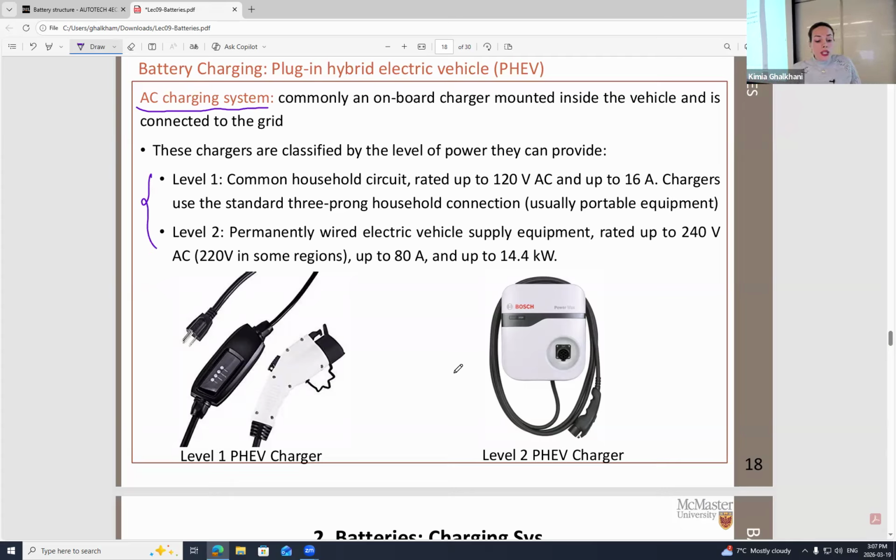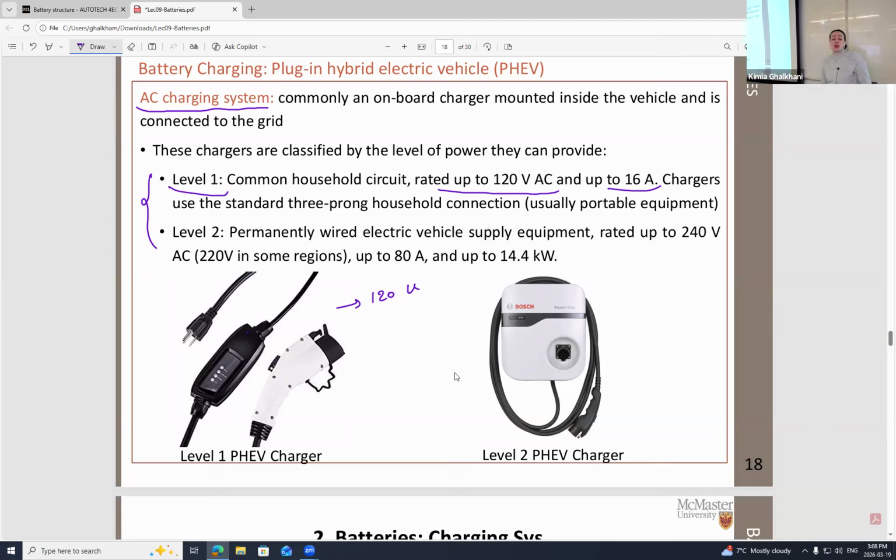For level 1, we use a normal 120 volts on the wall. Therefore, if you are using level 1, it is easy for everybody to have such a charging system at home, and it's not going to cause you any extra cost. But level 1 is going to give you only up to 16 ampere. So it is something that everybody can use at home.